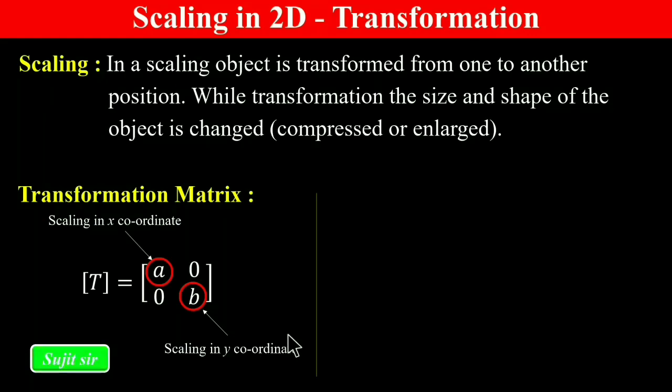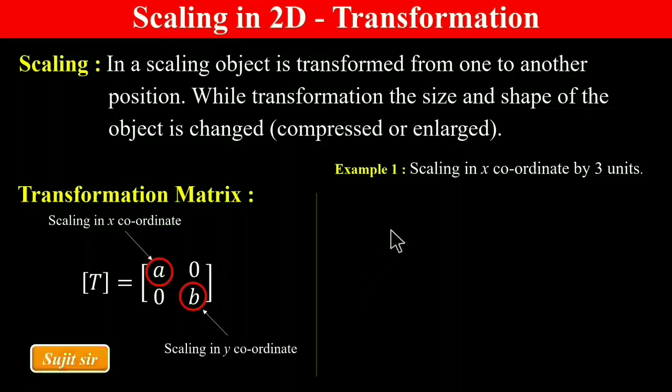Let's see some examples of a scaling transformation. First example, scaling in x coordinate by 3 units. So how to write the transformation matrix for the scaling in x coordinate? It is a 2 by 2 matrix in which the first diagonal entry represents the scaling in x coordinate, 3. There is no scaling in y coordinate, so the second diagonal entry is by default 1, and obviously the non-diagonal entries are 0 0. In that way we can write the scaling transformation matrix.